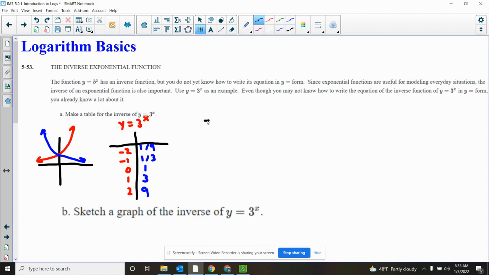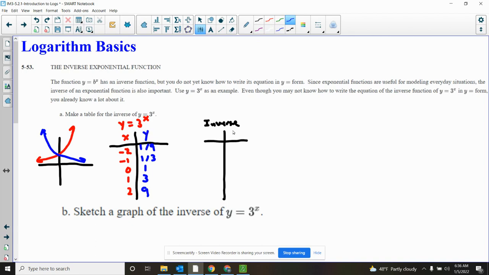Now let's take a look at the inverse. I want to label these columns here. These were our x's, and then these were our outputs, the y's. When you're talking about inverses, I hope you remember this because this was really the big idea. You just take the x's and y's and you switch them.